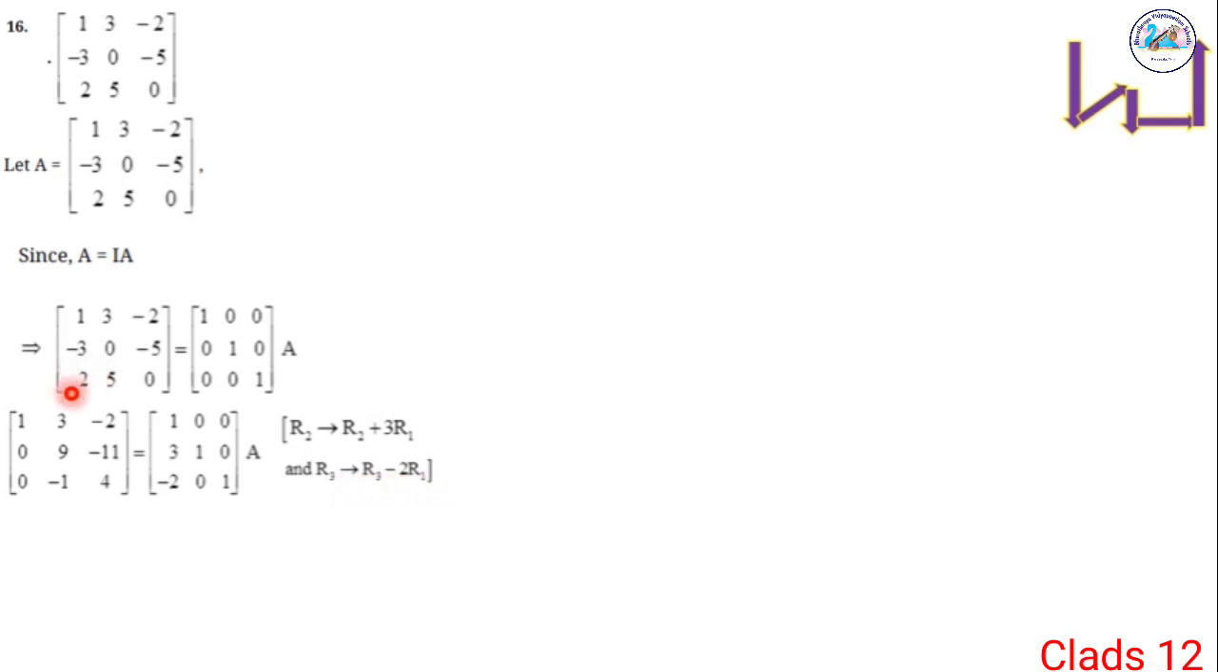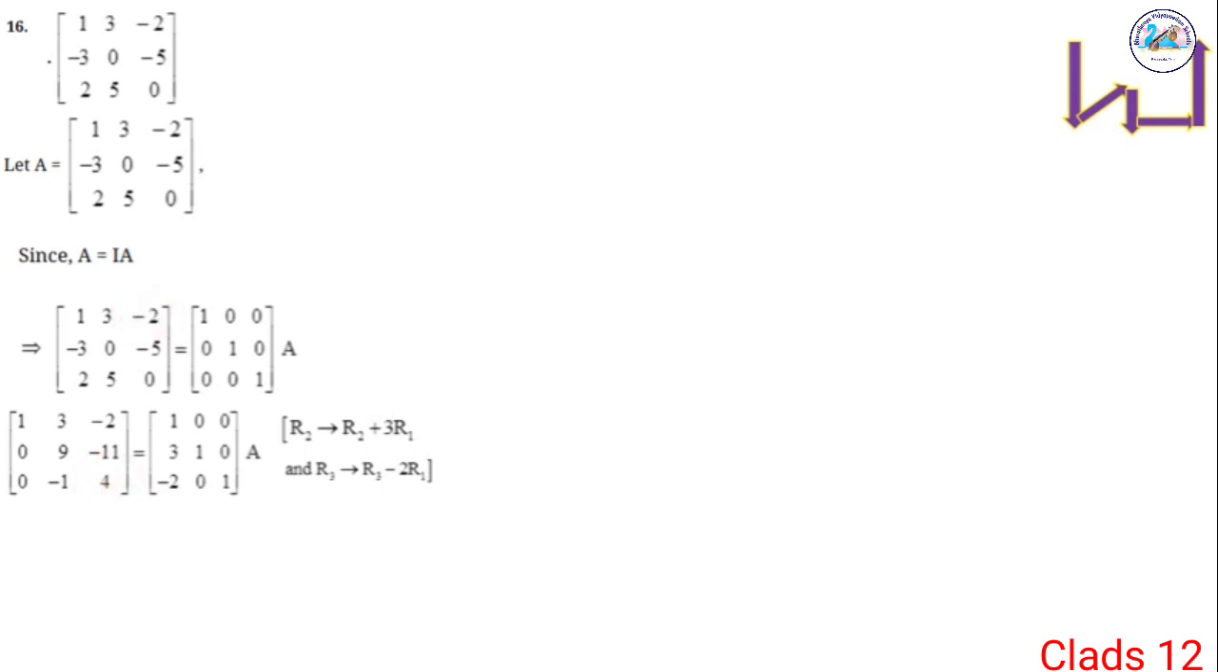And again R3 changes to R3 minus 2R1. R3 is 2 minus 2 into 1, that is 2 minus 2, that becomes 0. Next, R3 is 5 minus 2 into 3, that is 5 minus 6, that becomes minus 1. Next, the R3 element is 0 minus 2 into minus 2, that means 0 plus 4, that becomes 4.